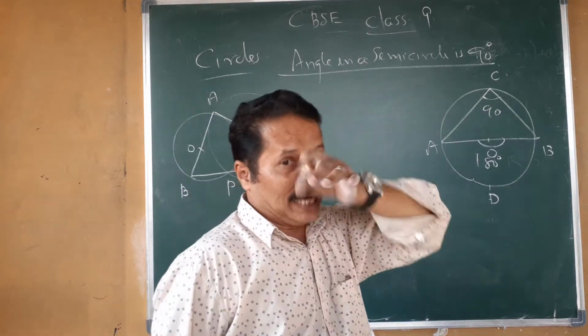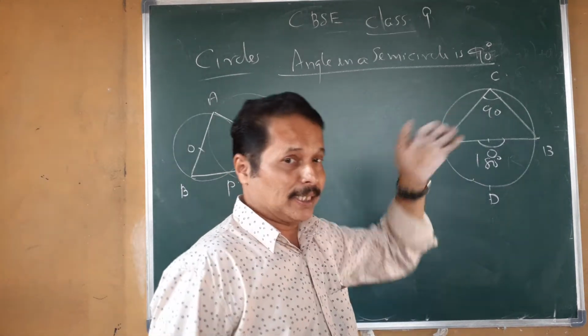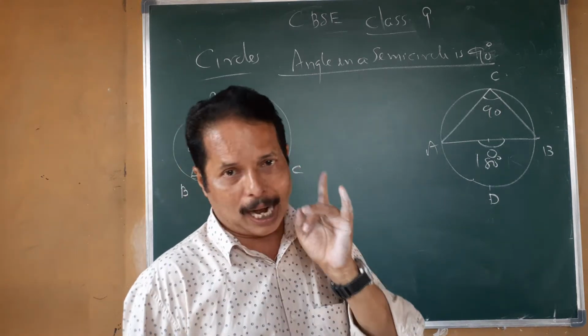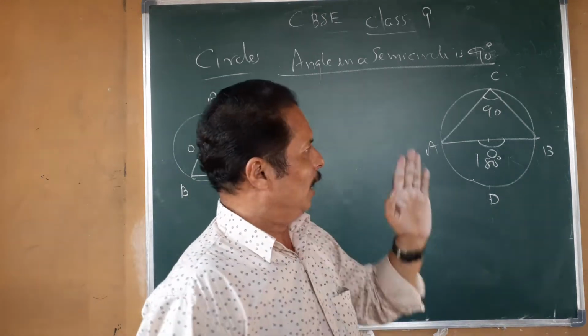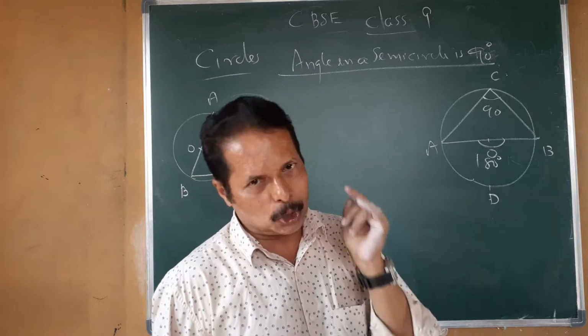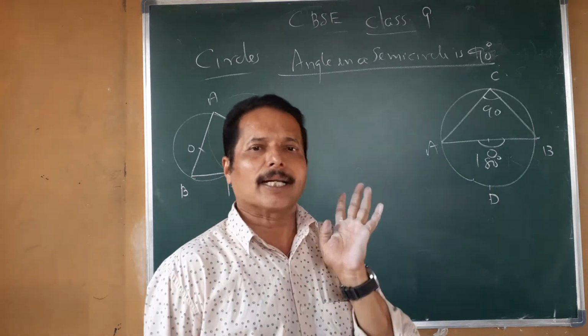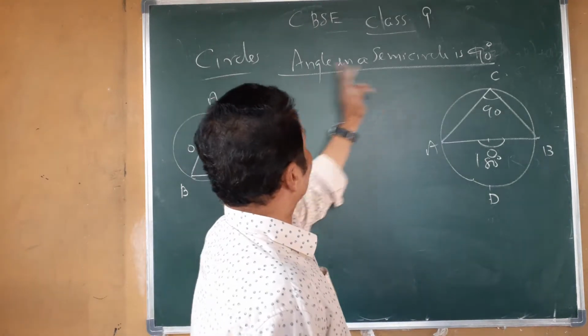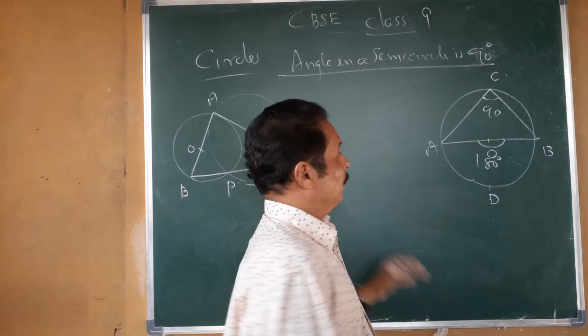Already you studied that an angle in a segment is half of the central angle of its alternate segment. And you studied the cyclic quadrilateral also: opposite angles of a cyclic quadrilateral are supplementary. And here, the angle in a semicircle is 90 degrees.